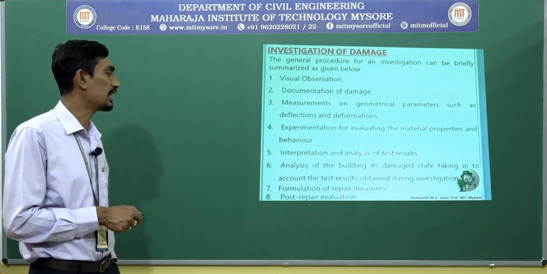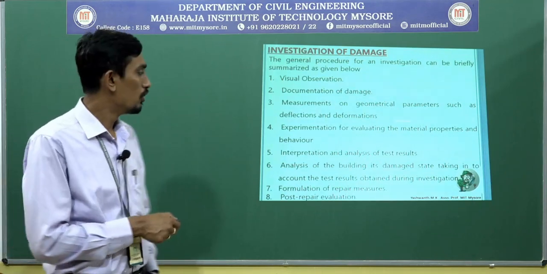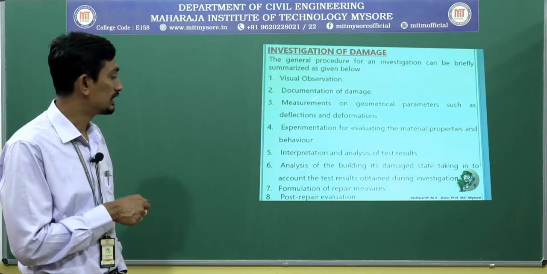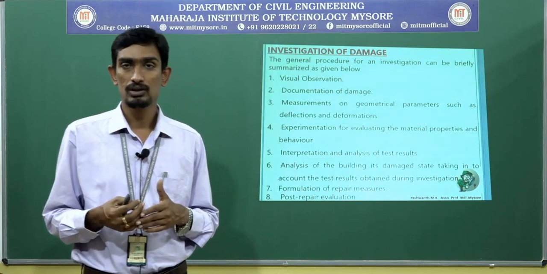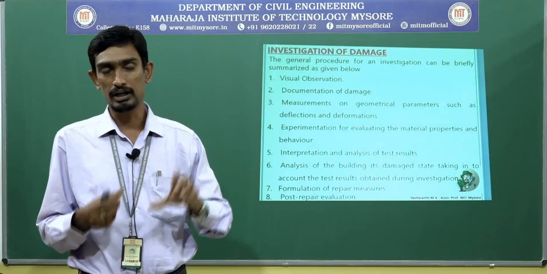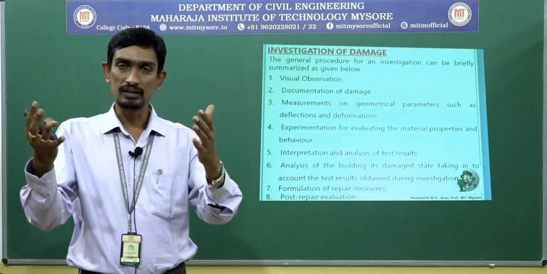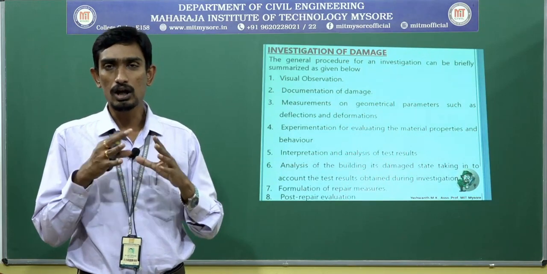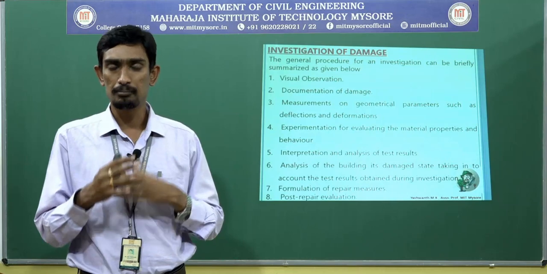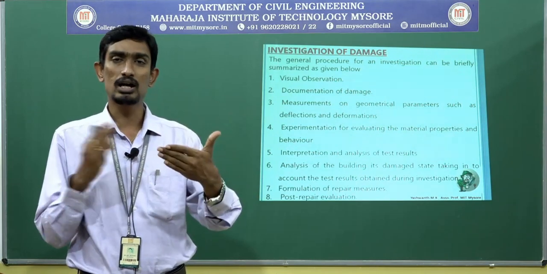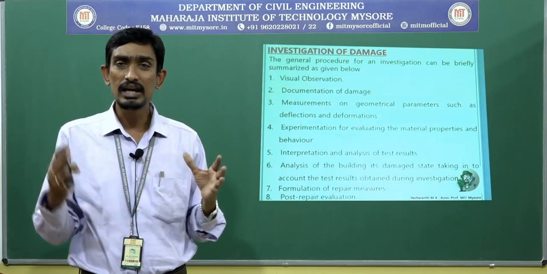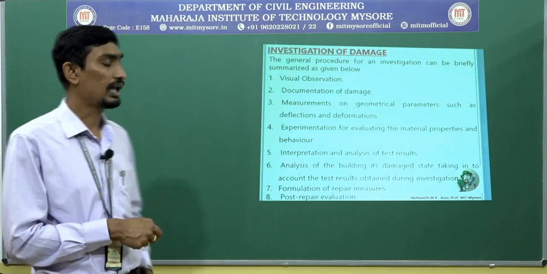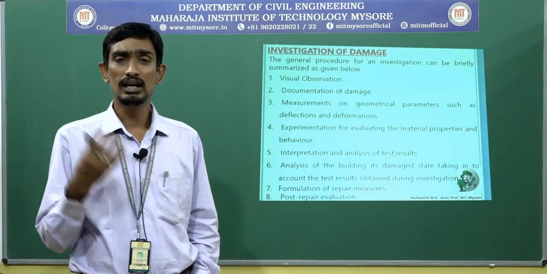Next, interpretation and analysis of test results. Whatever you have documented in the 4 steps, you are going to bring to the office. That means whatever damage you have documented, the photos you took, and the information you have gathered, all those things you are going to consolidate into a file and start assessing one by one. That means interpretation of the documents collected or gathered, and analysis of test results. That means whatever results have been tested.